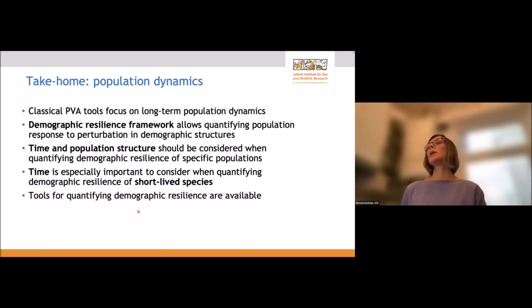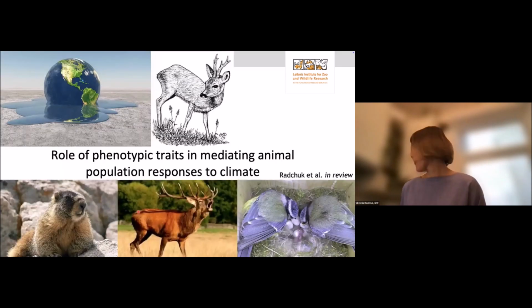So the take home from this first part is that classical PVA tools focus on long-term population dynamics. The demographic resilience framework allows quantifying population response to perturbation in demographic structures. Our research shows that time and population structure should be considered when quantifying demographic resilience of specific populations. We also found that time is especially important to consider when quantifying resilience of short-lived species, and we provide tools for quantifying resilience.